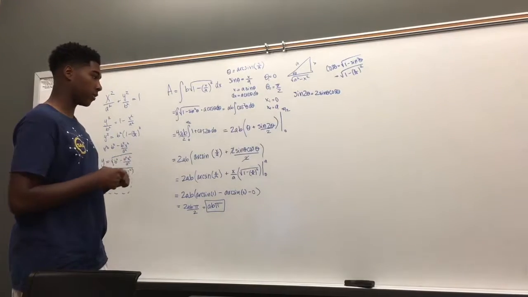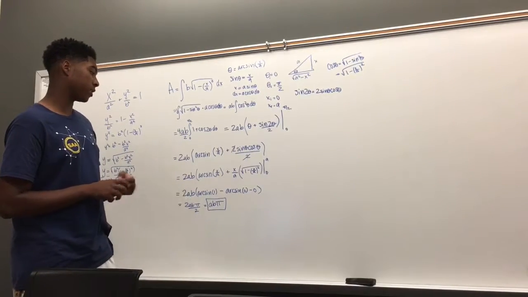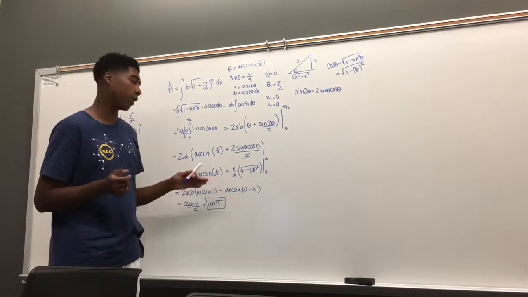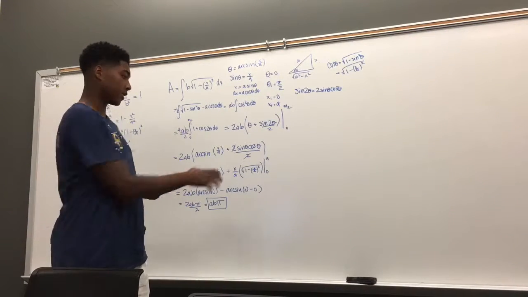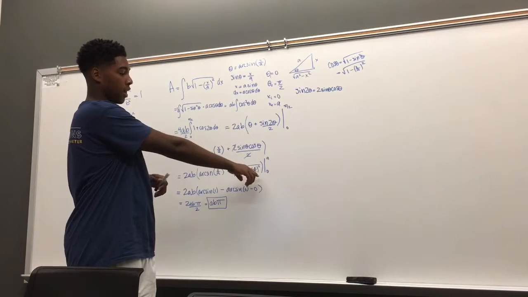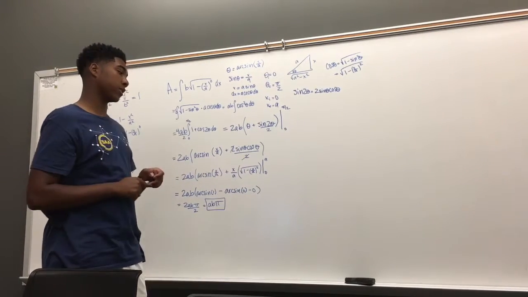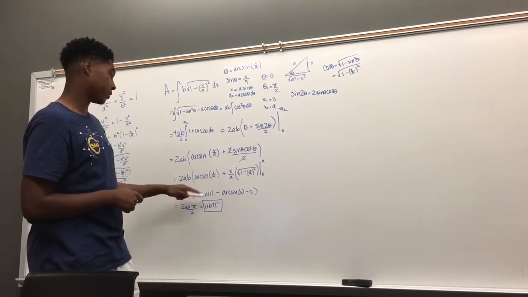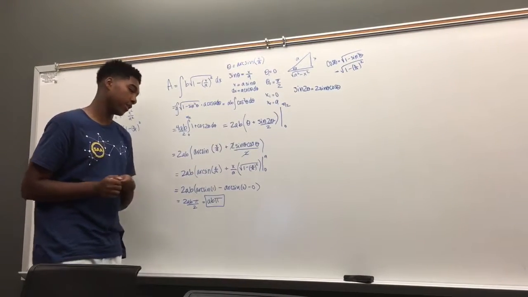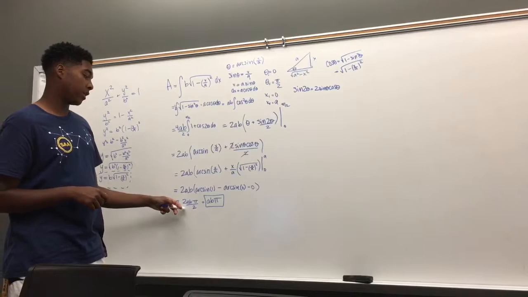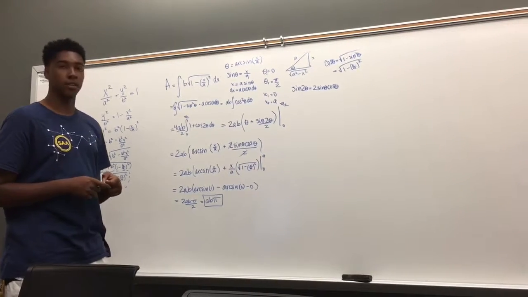And then you just start multiplying back in, and you get 2ab times the arc sine of a over a, or 1, minus the arc sine of 0, because the rest of this part is 0. 1 minus a over a squared is just 1 minus 1, and the square root of 0. So that's why you're left with this, minus arc sine of 0 minus 0. And so that turns into 2ab pi over 2, which equals ab pi.